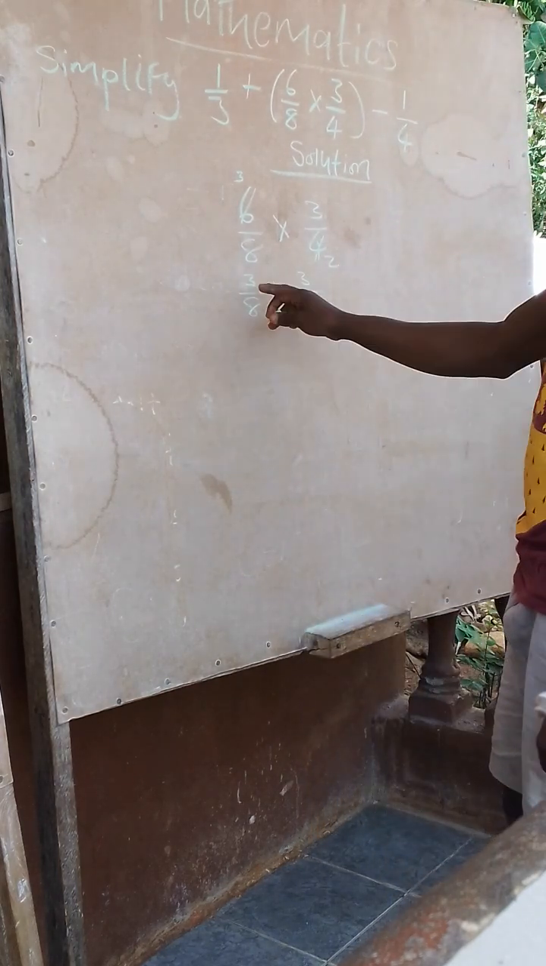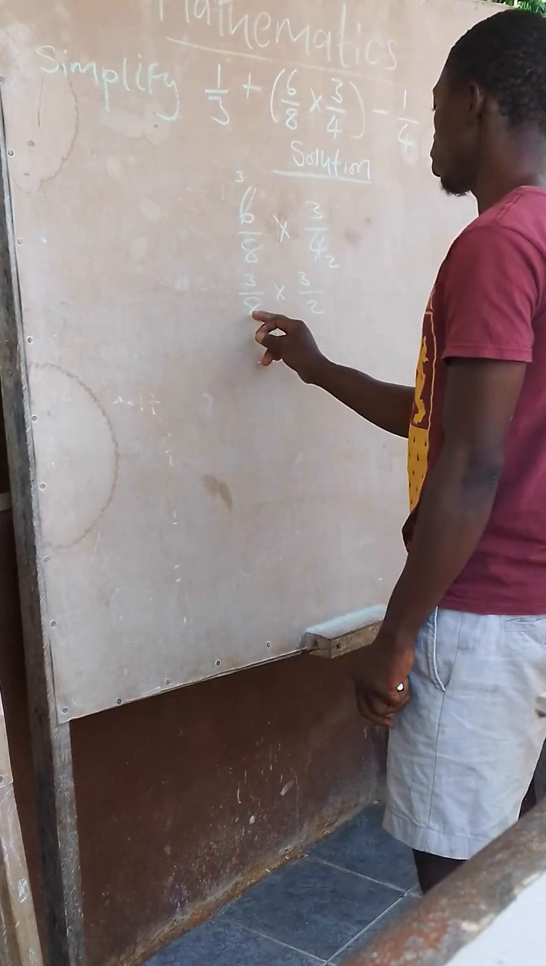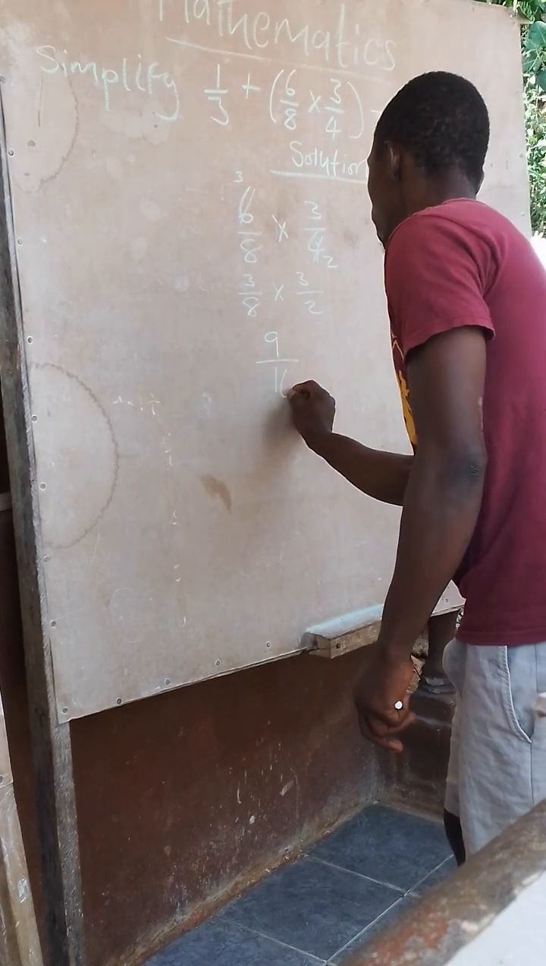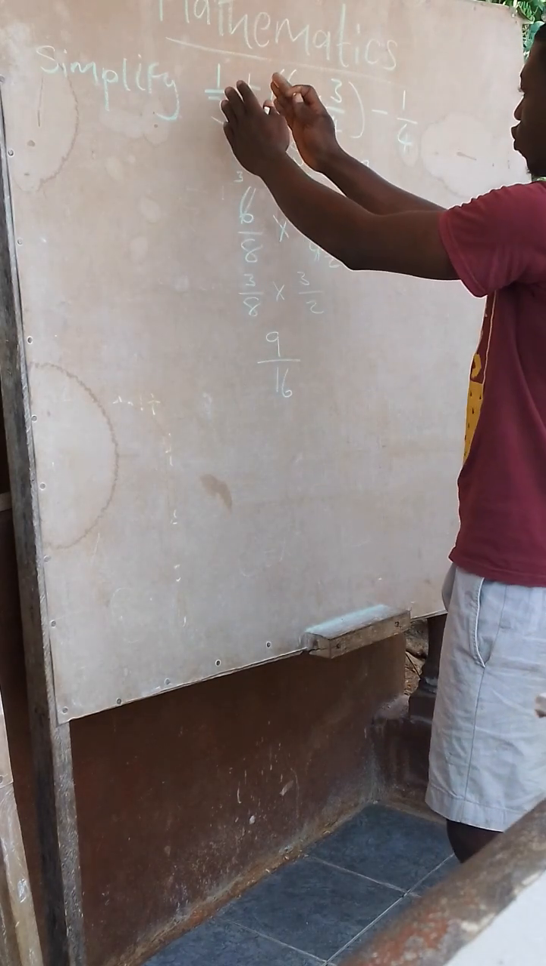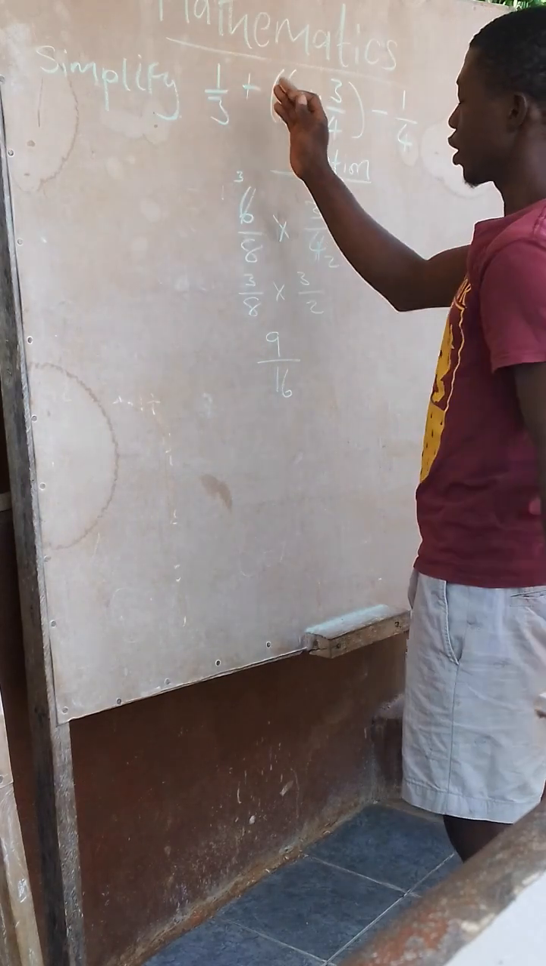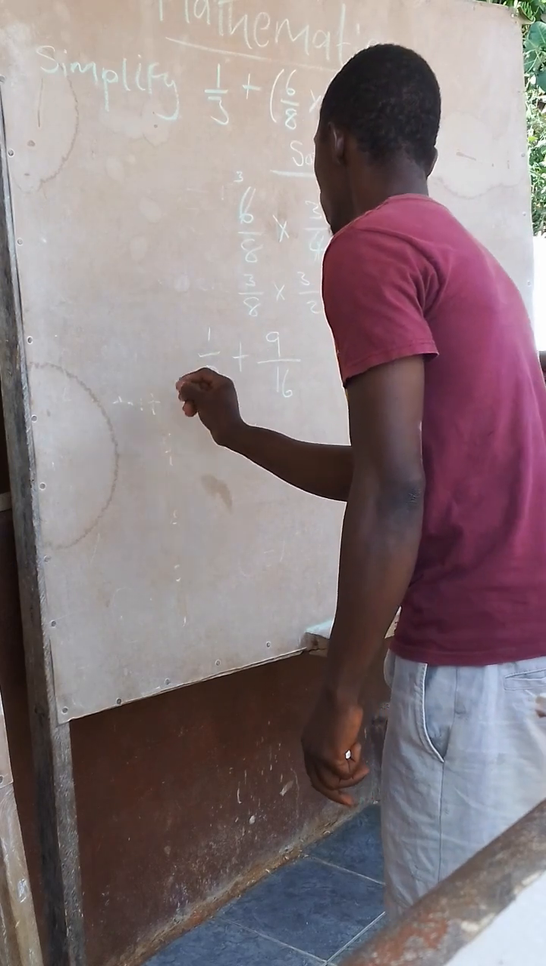So what will we do? We multiply them. 3 times 3 is 9, then all upon 2 times 8, which is 16. Now what will we do? We consider this 4, so forget about this minus 1 all upon 4. Now we consider this 1 all upon 3 plus, now we add the sign here, plus 1 all upon 3.